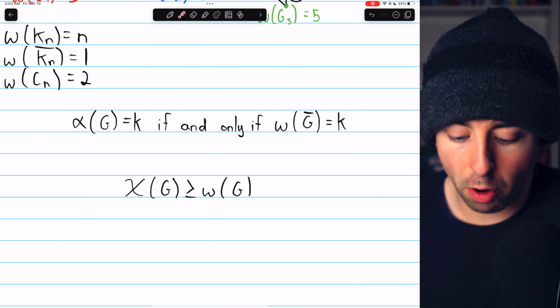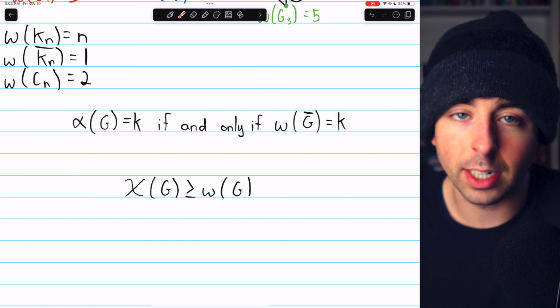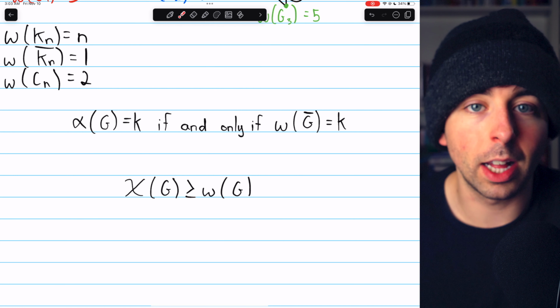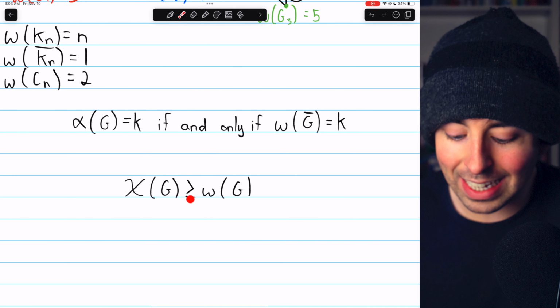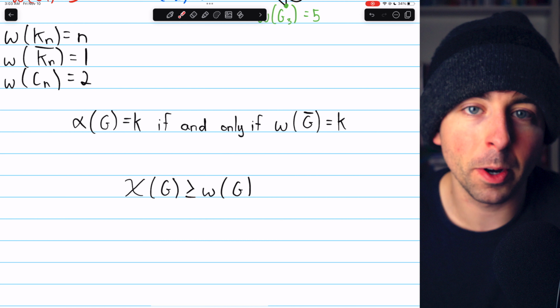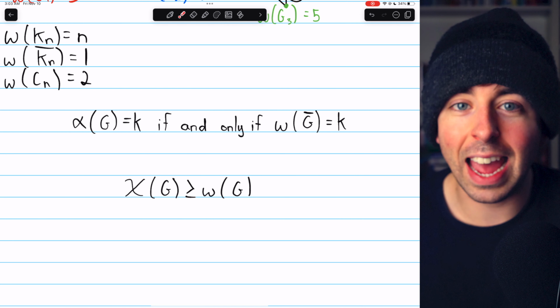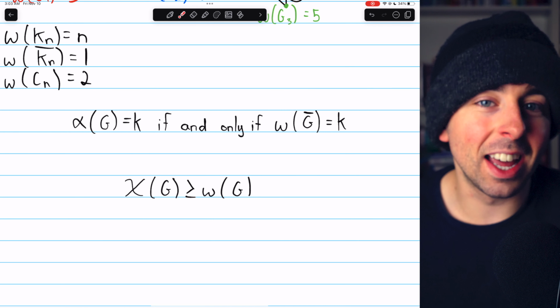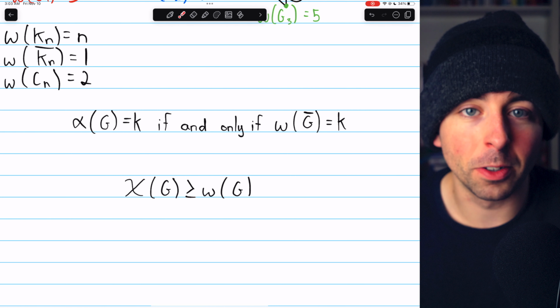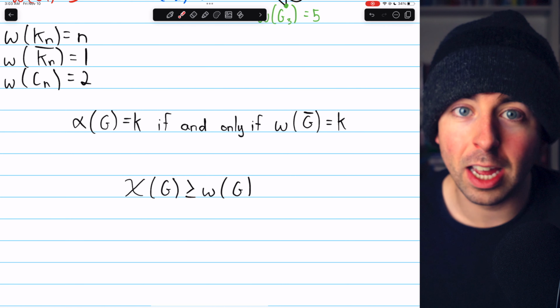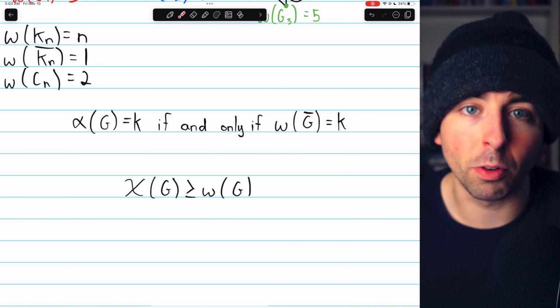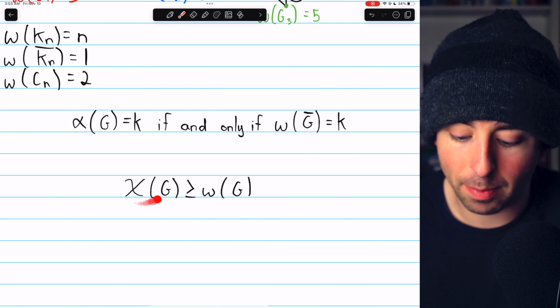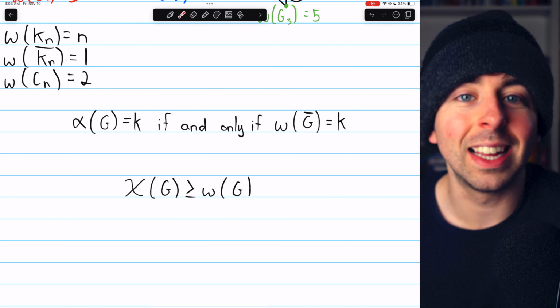And also, the chromatic number of a graph G, the number of colors needed for a proper coloring of the graph, is at least as big as the clique number, because if the clique number is k, we've got k vertices that are all mutually adjacent, and thus we would need at least k colors to color those vertices before even moving on to the rest of the graph. So certainly the chromatic number of a graph is at least as big as its clique number.